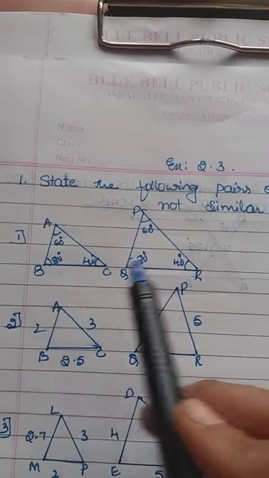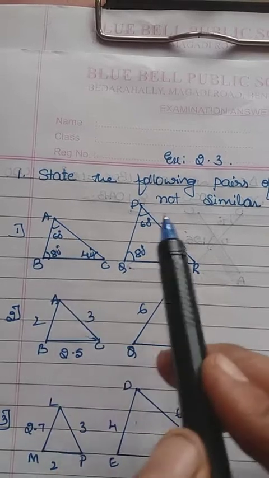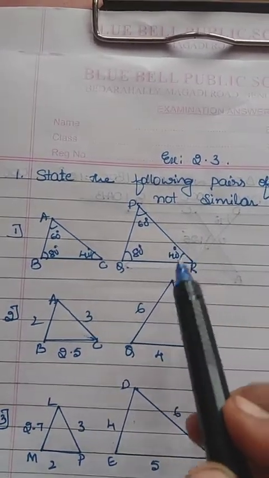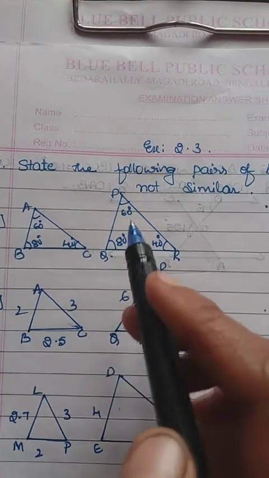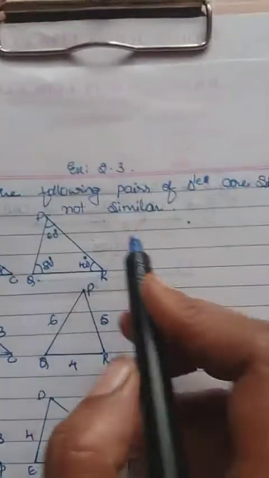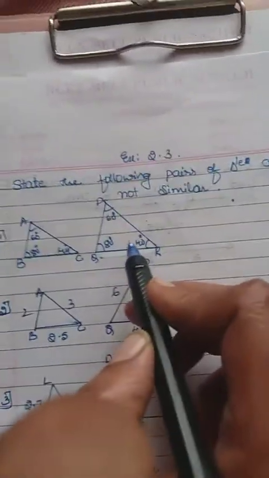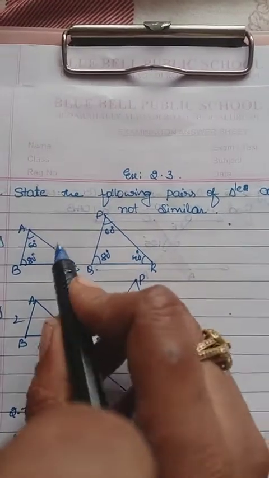Here angle B is 80 degrees as well as angle Q is also 80 degrees. Angle A is 60 degrees, angle P is also 60 degrees, angle R is 40 degrees as well as angle C is also 40 degrees. Yes, all the angles are equal. If all the angles are equal, then we can say this pair of triangles are similar. Okay, so which are those triangles?